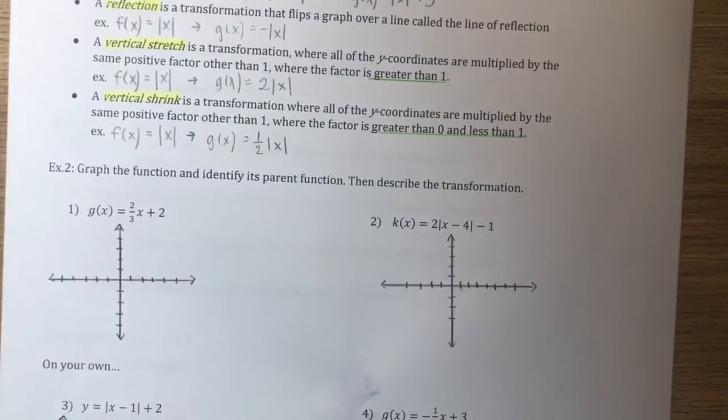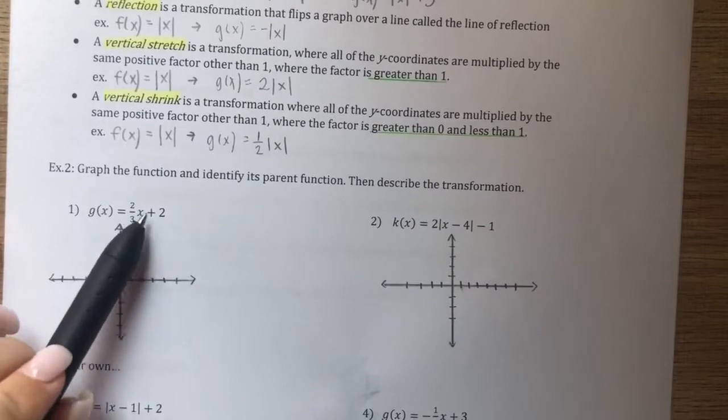Okay, so example 2, graph the function and identify its parent function, then describe the transformation. So number 1 is g of x equals 2/3 x plus 2. That's just a normal slope-intercept line. It's not anything special. So we graph that by starting with the y-intercept, then using our slope to find our next point. So g of x equals 2/3 x plus 2.